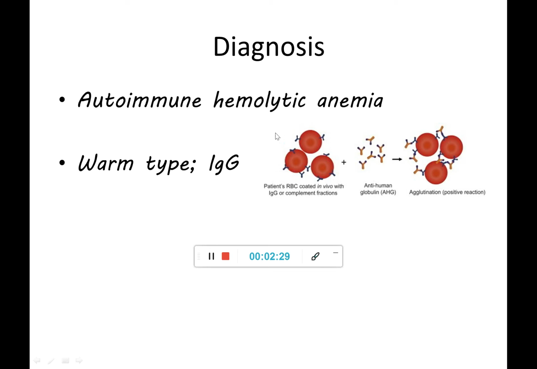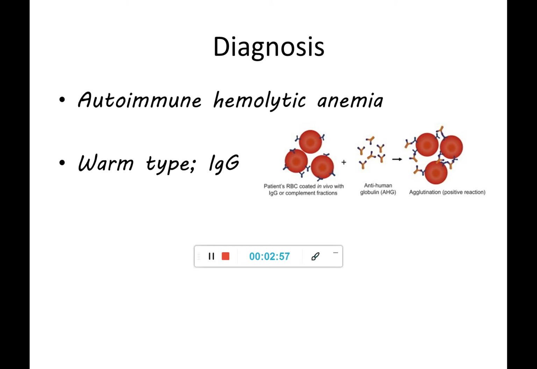Are you able to follow this? Sometimes the complement also coats the RBC antigens. Now what happens? To these coated RBCs along with the antibodies, you are adding anti-human globulin. Anti-human globulin. Now what happens? This causes agglutination. The temperature at which this agglutination is caused determines the type of autoimmune hemolytic anemia.